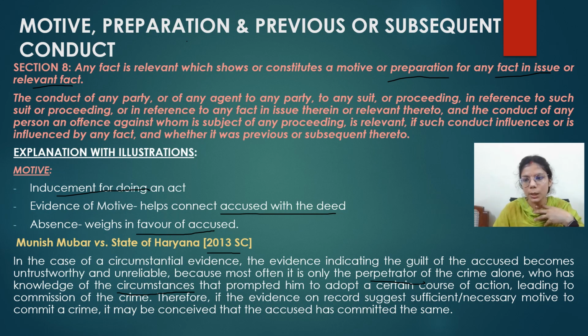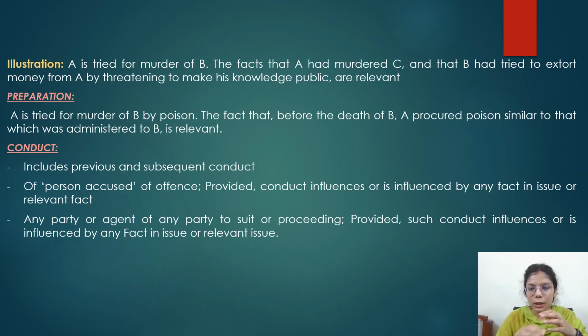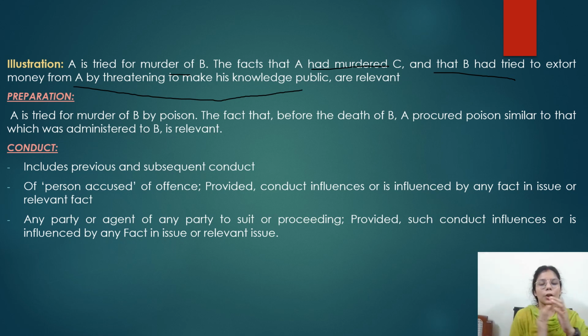fact under section 8. Moving on with the illustration: A is tried for murder of B. The fact that A had murdered C and that B had tried to extort money from A by threatening to make his knowledge public are relevant. Now here the fact was that person B was murdered and he was murdered by accused A. Trial was going on, and during the facts it was revealed that B actually knew about the previous murder which was committed by A.